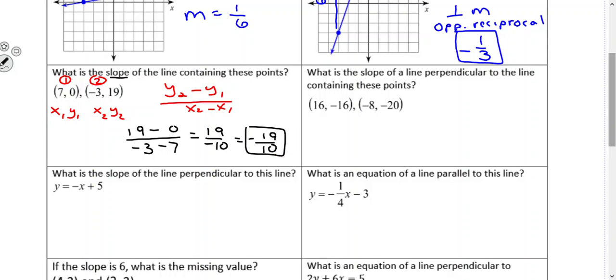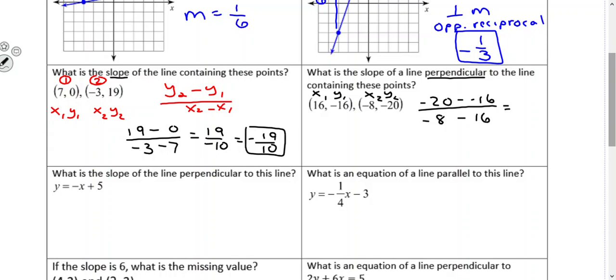The next one, we want to find the perpendicular. Just like we did with it on a graph, we have to find the regular slope and then turn it into a perpendicular slope. So let's plug this into our formula to find the slope of what we're given. Remember, we're working with x's and y's from point 1 and from point 2. So if we plug it into our formula, we would get y2 is negative 20 minus y1 is negative 16, so I have that double negative going on in the numerator. In the denominator, I have negative 8 for x2 minus x1 is 16.